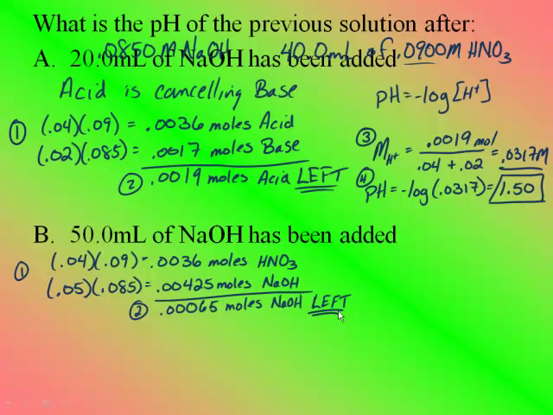Now again, this is a strong substance. So since it's a strong base, the concentration of my sodium hydroxide is exactly equal to my OH minus concentration. But I don't have molarity right now. I have moles. So I have to find the molarity of my OH minus. So I take the moles that are left, and I divide by the total volume in the beaker. I started with 40 milliliters of the acid. I added to it 50 milliliters of base, which is 0.09.